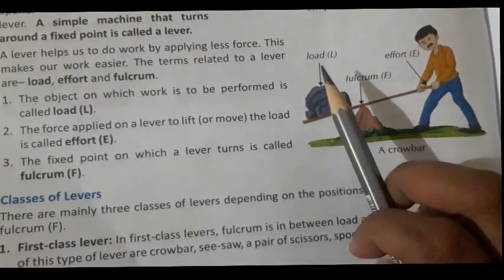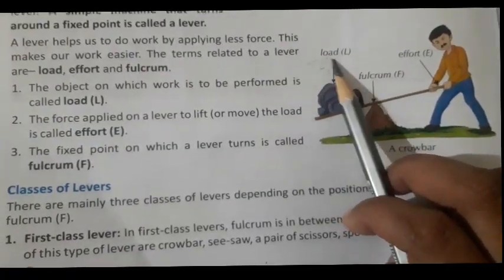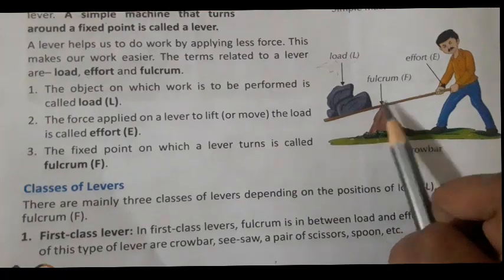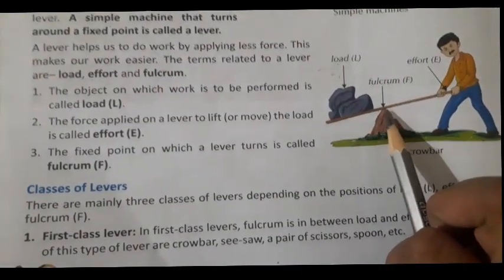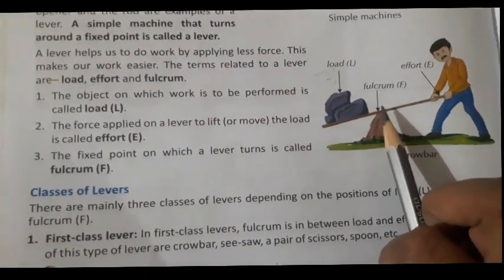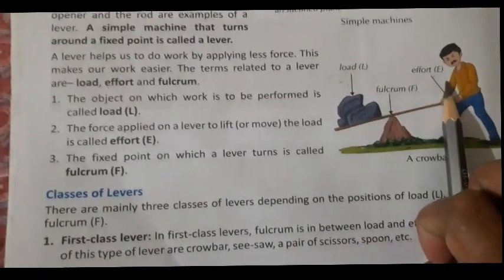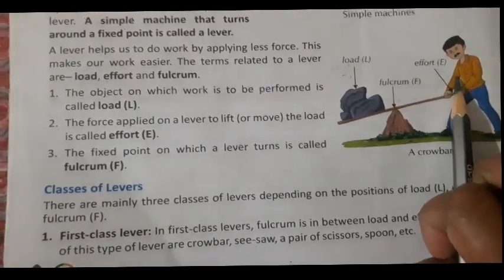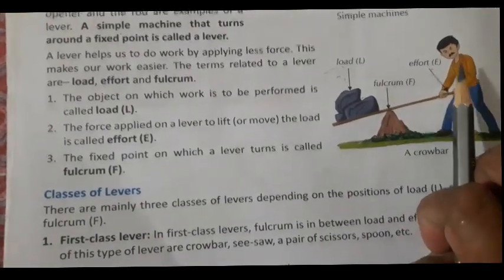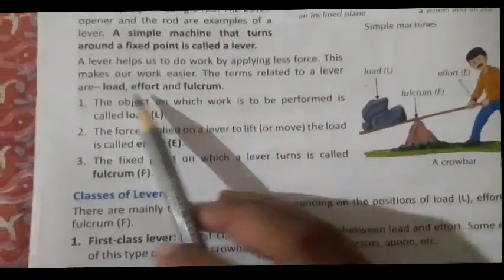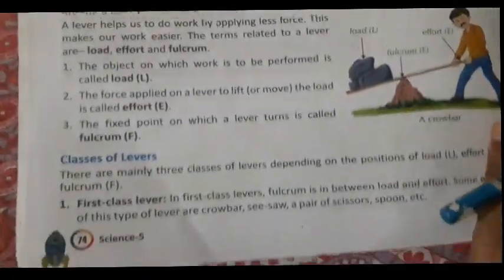Load is nothing but what? The object on which the work is performed is called a load. Fulcrum is a fixed point on which the lever turns. So that is a fulcrum. Now the next is effort. Effort is the force applied to move this object, the load. Are you getting this? So these three terms are very important.